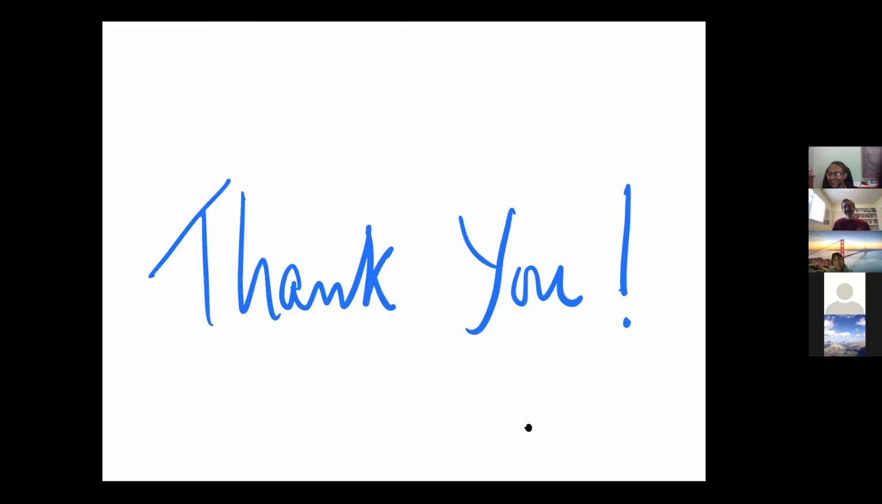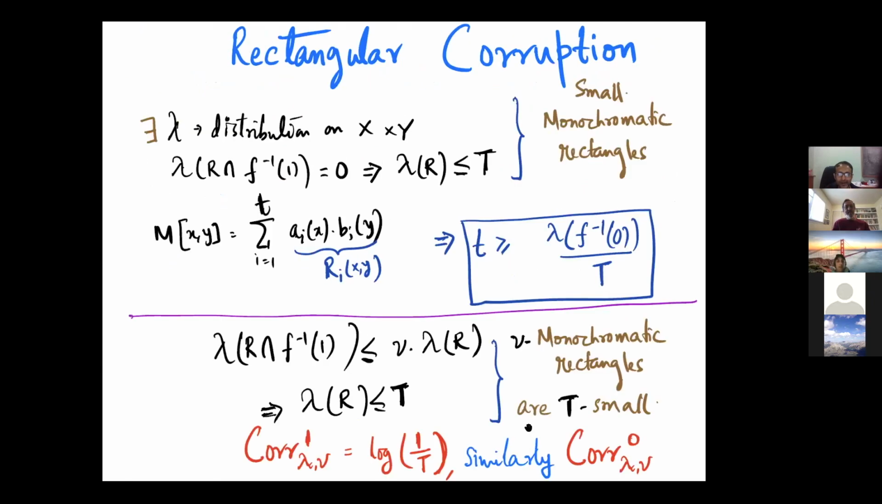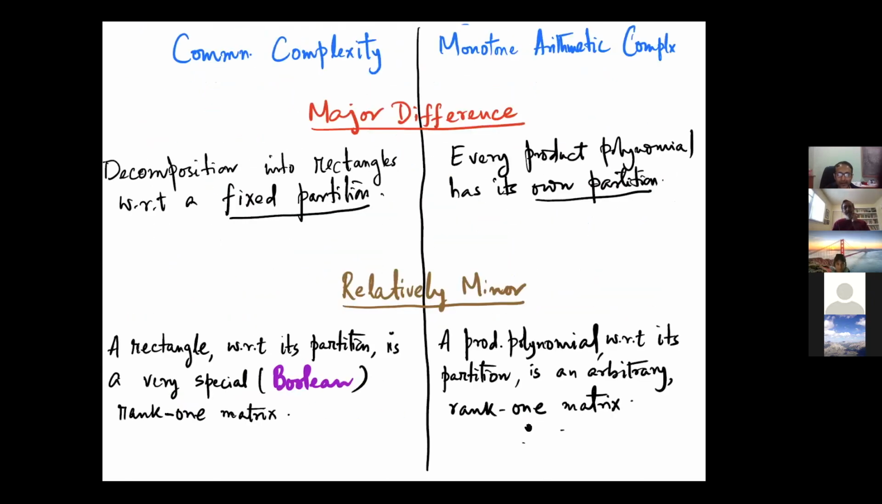You want to say two sentences about the lower bound, or however many you want to? Yeah. So let me just open up this slide that I couldn't show, which shows the main differences between communication complexity and monotone arithmetic complexity. Both Avi and Amir are experts, so they can correct me. My point of view is the following.